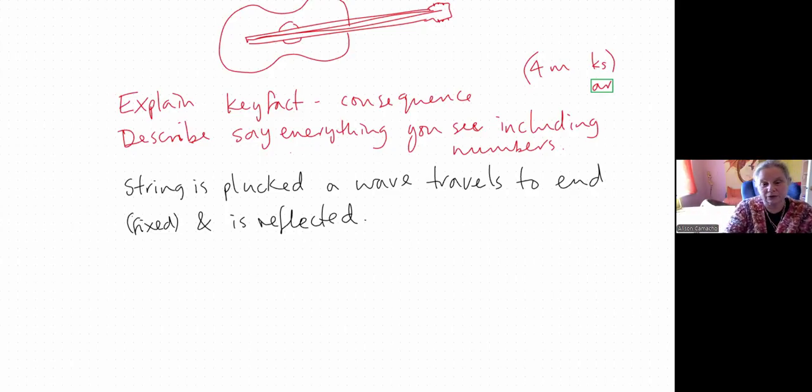Right, okay, so the string is plucked and a wave travels to the end and is reflected. Now, that first statement, which is a description of the first thing that would happen, is not always there. Like I say, if you've got two sources pointing at each other, you can still get a standing wave. But if the second wave is caused by a reflection, then you will need to say this. Okay, so then what happens? The two waves that are traveling in opposite directions, they superpose.